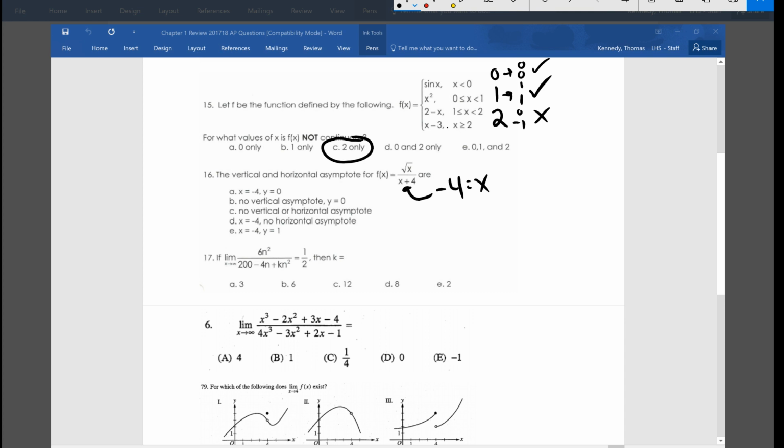And then horizontal asymptotes are either the ratio of the leading terms, when the powers are the same on top and bottom, or if the power is smaller on top at infinity, we are going to 0, so that can also be a horizontal asymptote. And in this case, the power on top is 1/2, the power on the bottom is 1, and so we're going to 0. So y equals 0 is our horizontal, and x equals -4 is our vertical, so that's A.